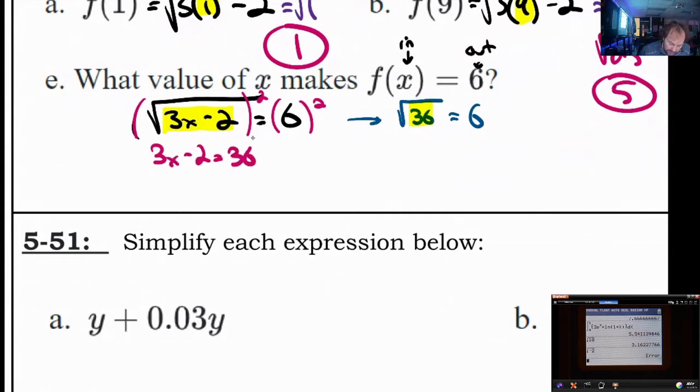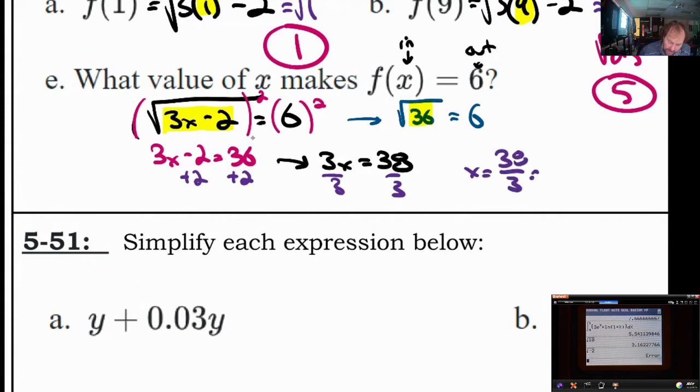And from here, it's just a pretty typical algebra problem. You're going to add 2 to both sides, which means there will not be a whole number answer, because 3x equals 38. That will not divide evenly. But if you divide by 3, you get x equals 38 divided by 3, which is the same as, I think, 12 and 2/3. Not that it matters. I like 38 over 3 better anyway.